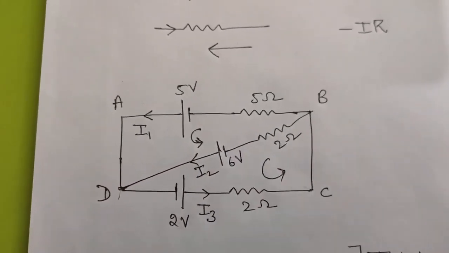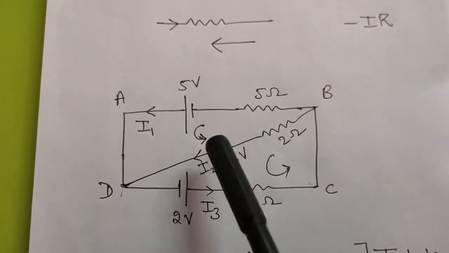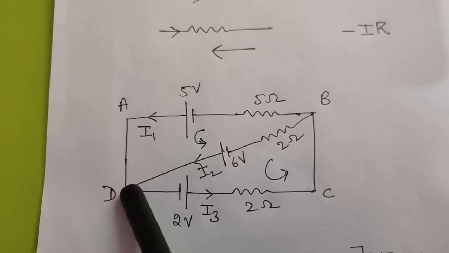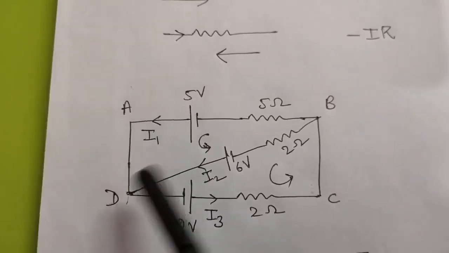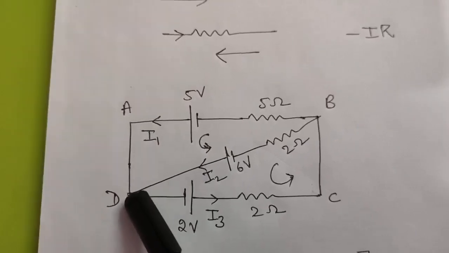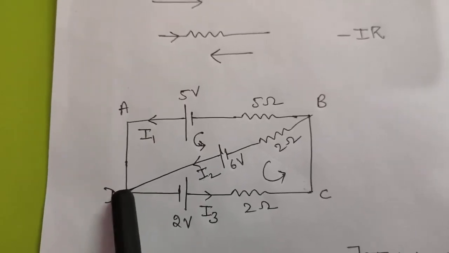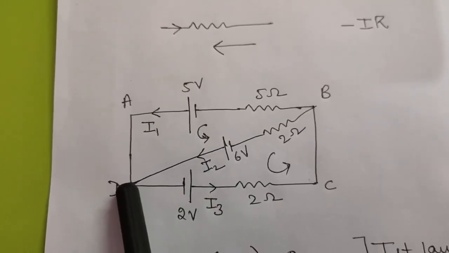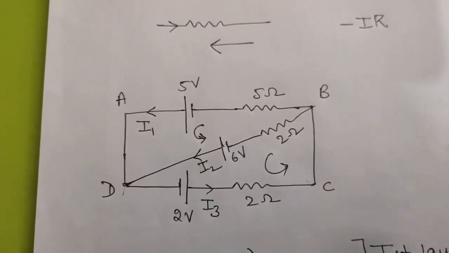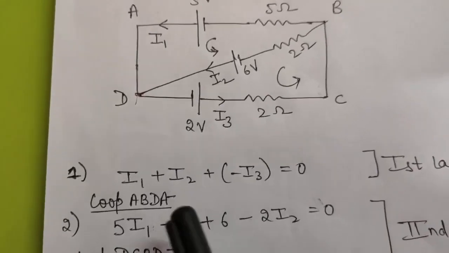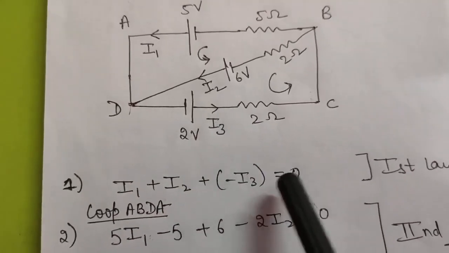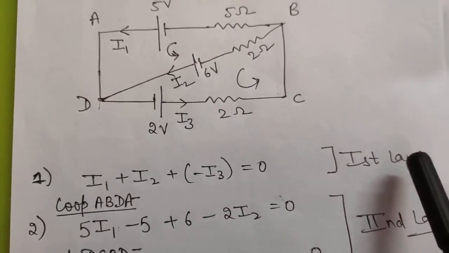Okay, so now we'll start applying Kirchhoff's law. Look here carefully. This is a junction point because I1 is coming here, I2 is coming here, and if I reverse the direction, I3 is also coming here. So all these 3 are meeting at this junction point. According to Kirchhoff's first law, the sum of all these currents should be 0. So we can write I1 plus I2 minus I3 equals 0. This is from Kirchhoff's first law.